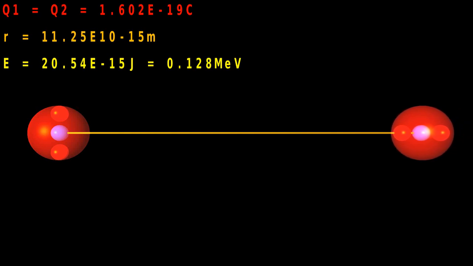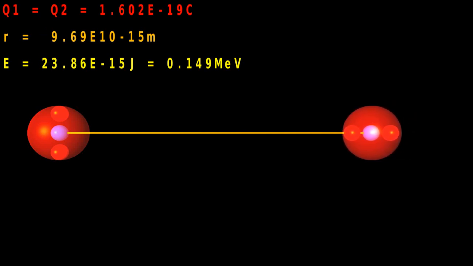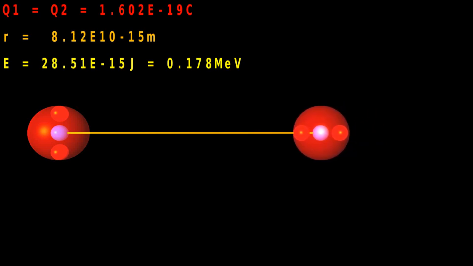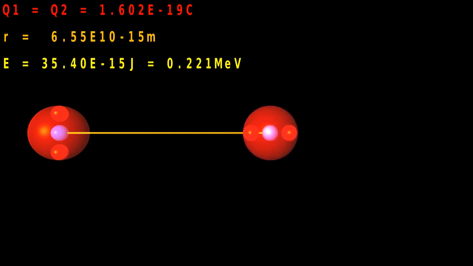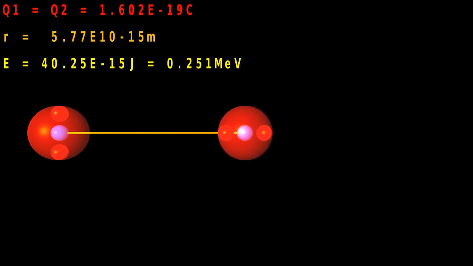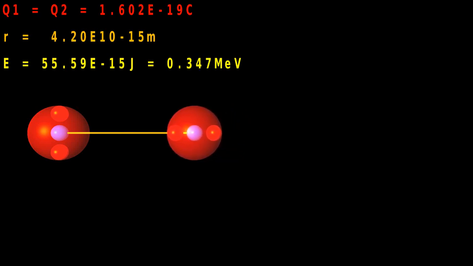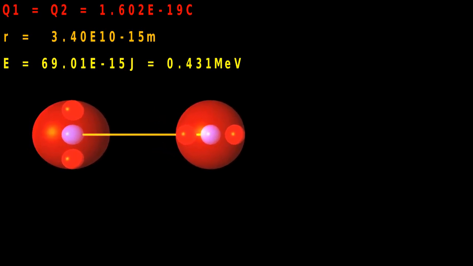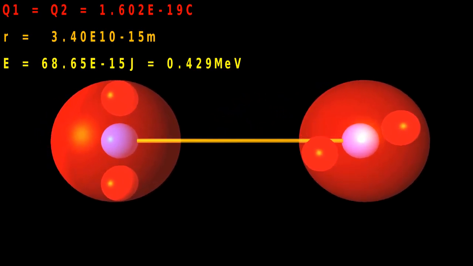In fact, the charge of a proton is just plus 1.602 times 10 to minus 19 Coulomb, but the radius of the particle is also very small, namely just 1.7 times 10 to minus 15 meters. The energy needed to bring two protons to a distance of 3.4 times 10 to minus 15 meters, which is 2 times the radius of a proton, equals 69 times 10 to minus 15 joules. That is equal to 0.43 mega electron volt, a unit of energy commonly used in atom physics, and it is the energy measured in joule divided by the elementary charge.